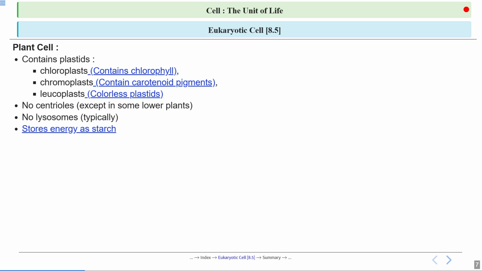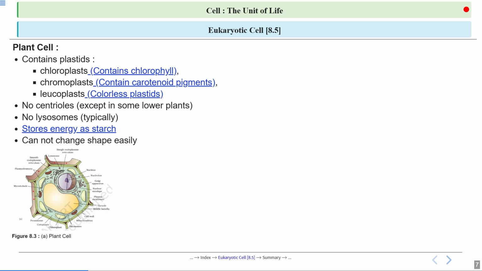Now in the plant cell, the reserve food material is starch. So they store energy in the form of starch. Now they cannot change shape easily because of the presence of the cell wall. So here, this is an image showing you the plant cell.